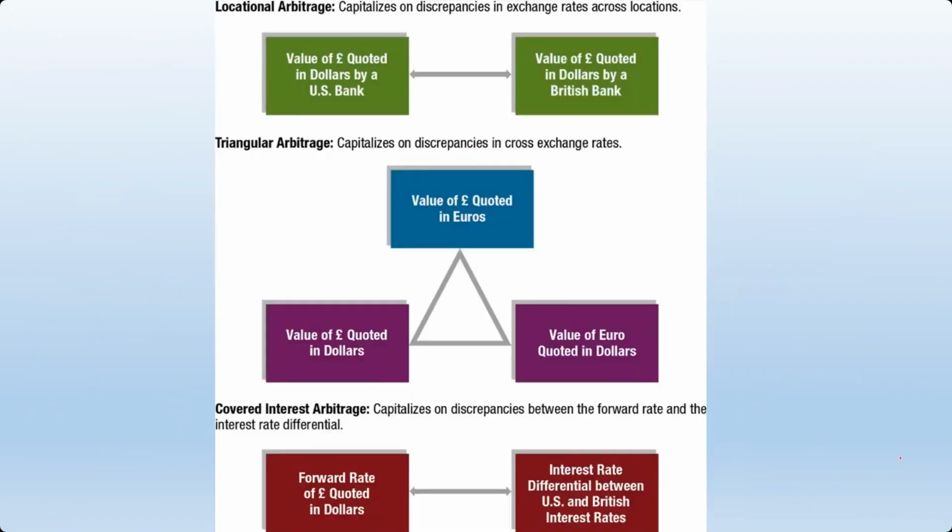And these are the figures to show the three types of arbitrage. The first one is locational arbitrage. It capitalizes on the discrepancy of exchange rates across locations. Triangular arbitrage capitalizes on the discrepancy across exchange rates. And covered interest arbitrage capitalizes on the discrepancy between the forward rate and the interest rate.